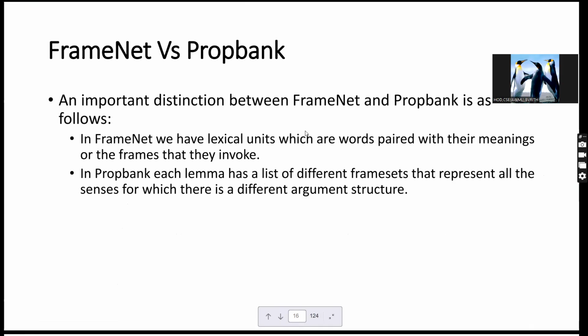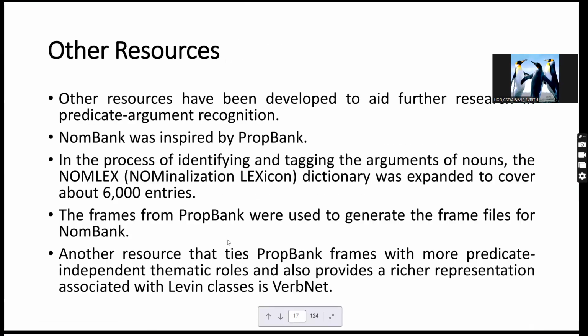And FrameNet versus PropBank: the difference is that FrameNet basically works with lexical units, and PropBank works with the lemma. So FrameNet divides the words based on the sense of a word, the meaning of the word, and the context of the word. And PropBank uses different words. The combination of words will be analyzed, and based on the properties of that combination of words, those will be allotted a PropBank entry.